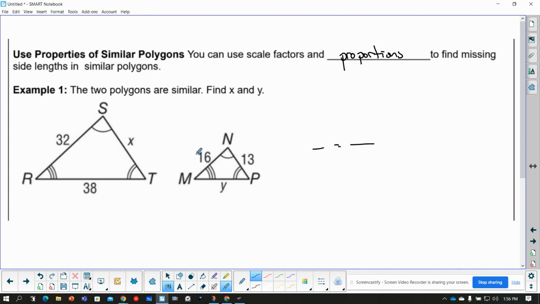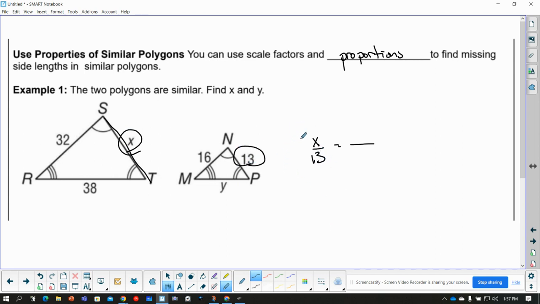I'm trying to find one side, so I definitely know I'm going to use this side right here, ST, and I'm going to put it right there. The side that matches up with it would be, since there's one arc here and two arcs there, the 13. So the X goes with the 13.